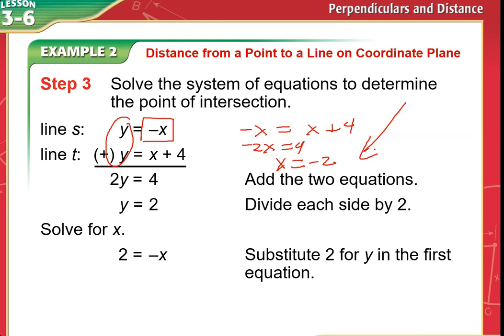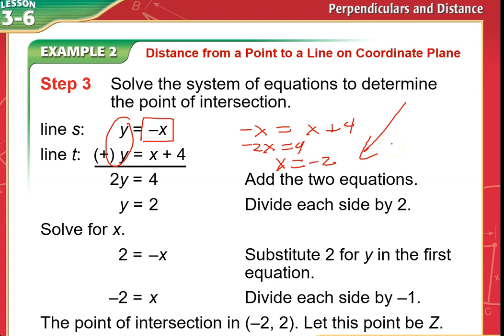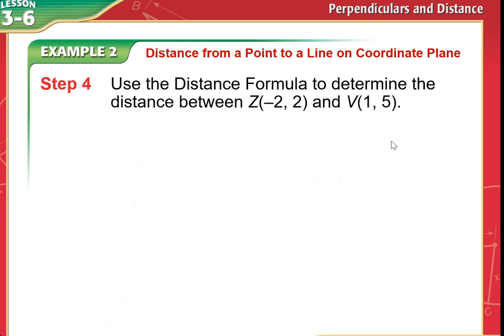But in either way, you'd get the ordered pair negative 2, comma 2. And this is going to be the point z. This is where the two lines will cross at that right angle.